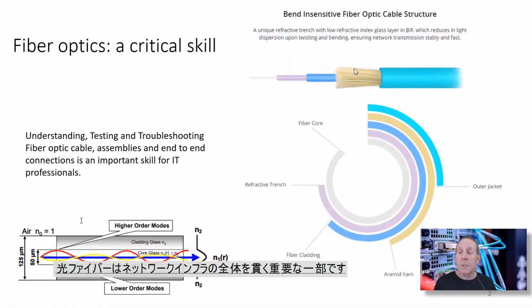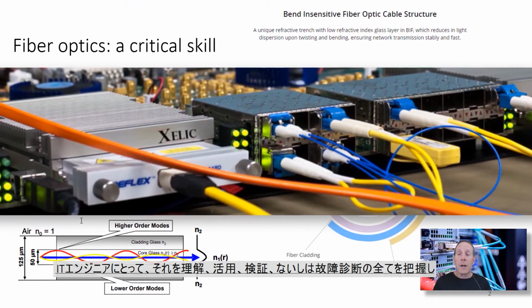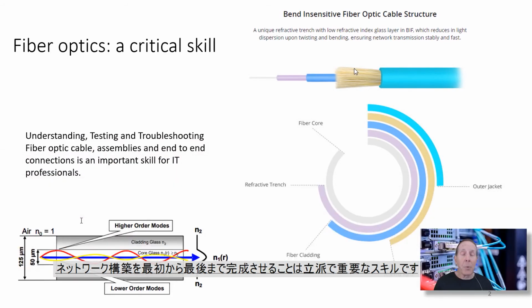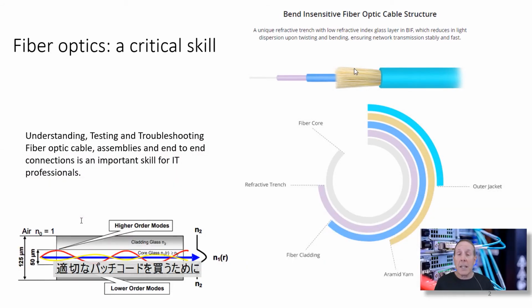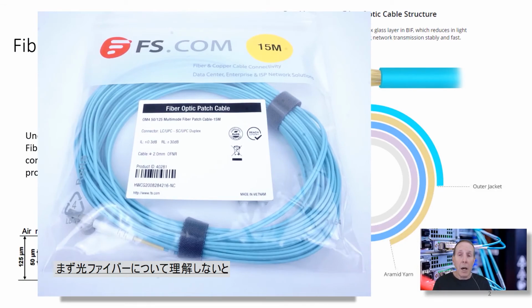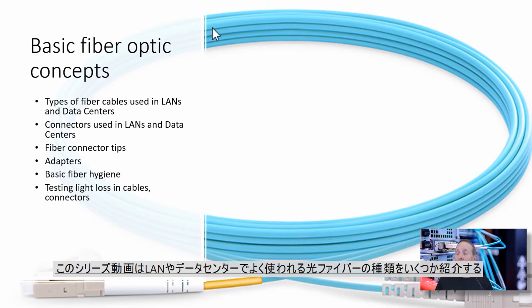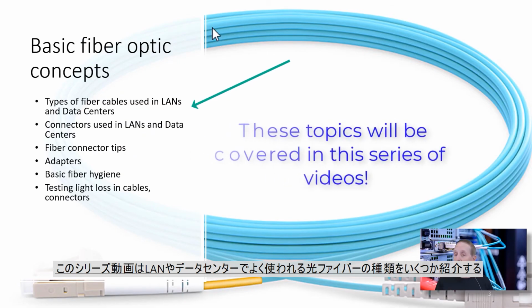Fiber optics is a critical skill today. Understanding and testing and troubleshooting fiber optic cables, assemblies, end-to-end connections is an important skill for the IT pro. Today, even if you were to go buy a patch cable, you have to know a lot about fiber optics, or otherwise you're going to have to send that cable back, or worse, damage something because you installed the wrong thing. In this series, we're going to cover the following types of fiber optic cables used in your local area networks and your data centers.